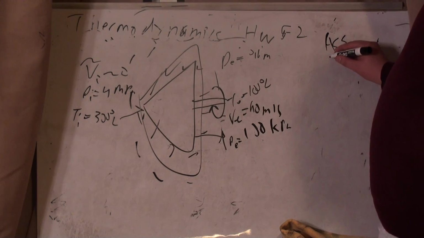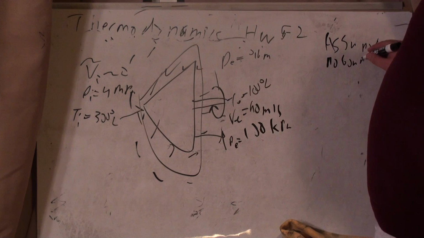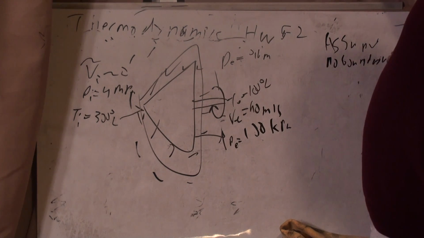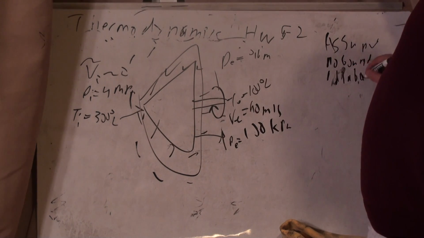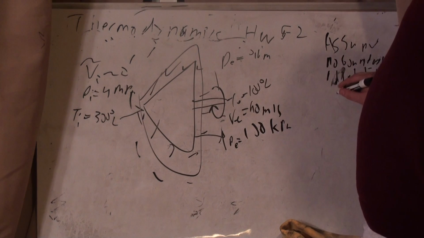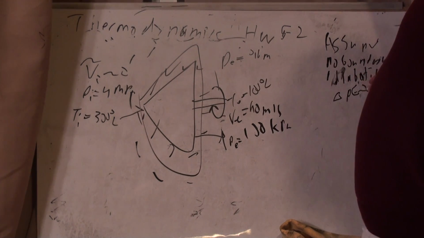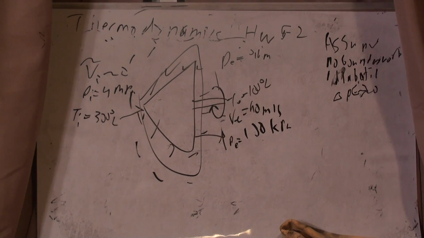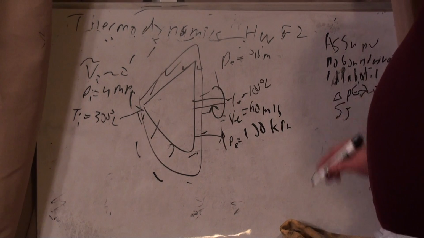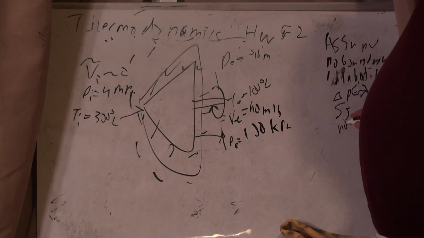We're going to assume that there's no boundary work. There is shaft work. We assume it's adiabatic. We are going to assume that delta PE is approximately 0, but not delta KE. It gives us a velocity, so it probably wants us to account for kinetic energy changes. Now it still might be negligible, but we're going to account for it because it gives us that information. We're going to assume it's steady state, and we're going to assume no leaks.